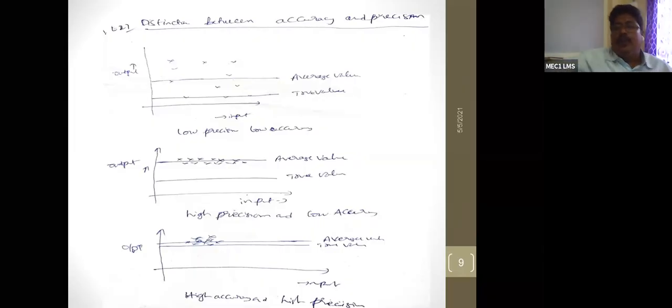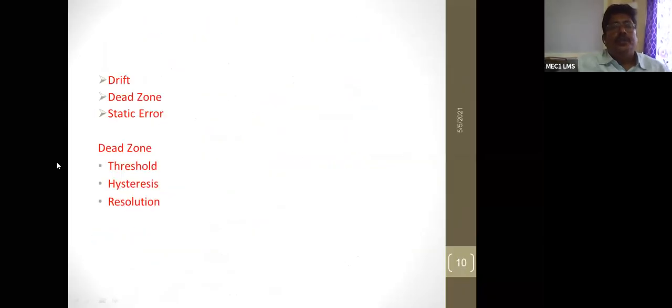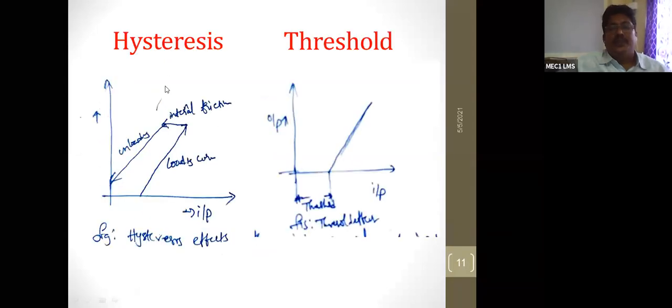Here, what are the three we have to discuss? Threshold, hysteresis, and resolution. Here, hysteresis. See here, if you see in the hysteresis, static error explain.